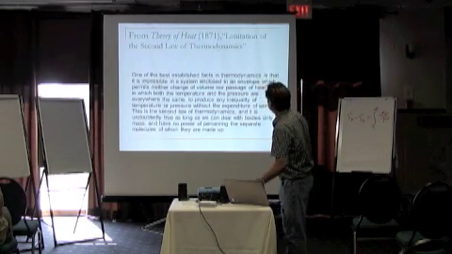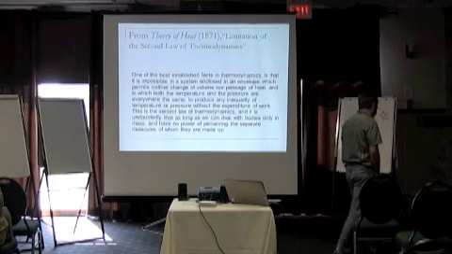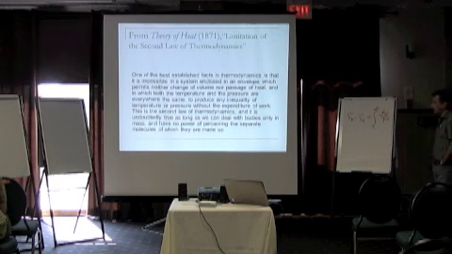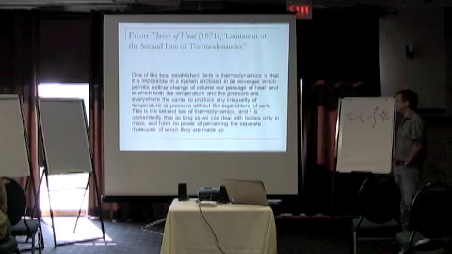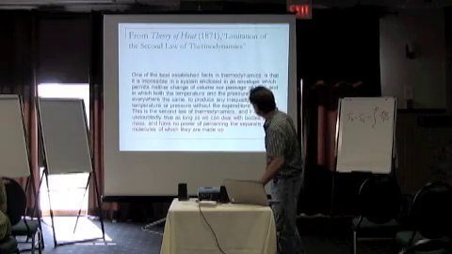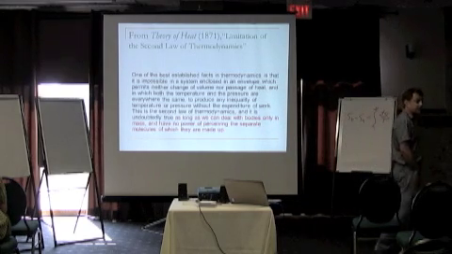So let's go back to what he actually does say. This is the passage that I mentioned earlier from his book, The Theory of Heat, called Limitation of the Second Law of Thermodynamics. He says, one of the best established facts in thermodynamics is that it is impossible in a system enclosed in an envelope which permits neither change of volume nor passage of heat, in which both the temperature and pressure are everywhere the same, to produce any inequality of temperature or pressure without the expenditure of work. This is undoubtedly true as long as we can deal with bodies only in mass and have no power of perceiving the separate molecules of which they are made up. That's the limitation he's considering.